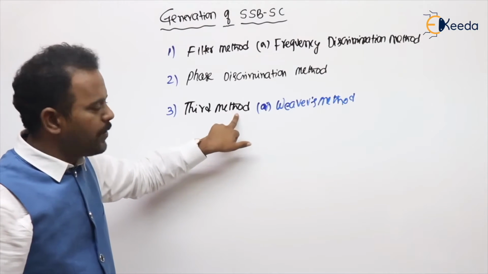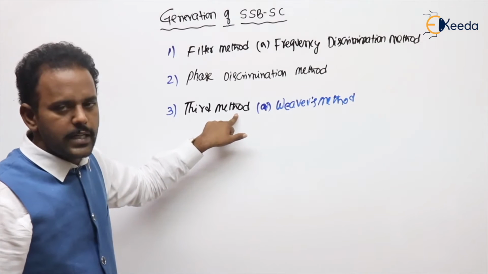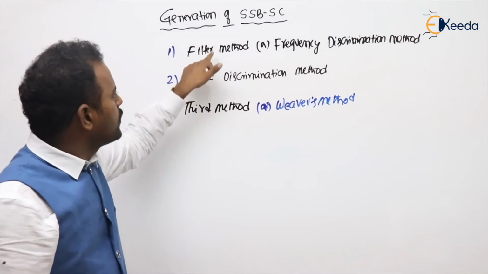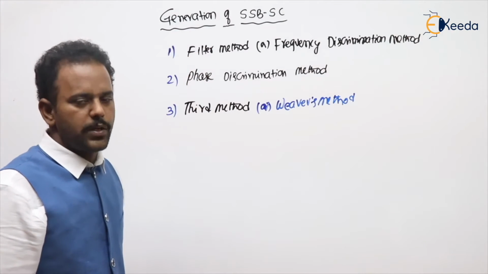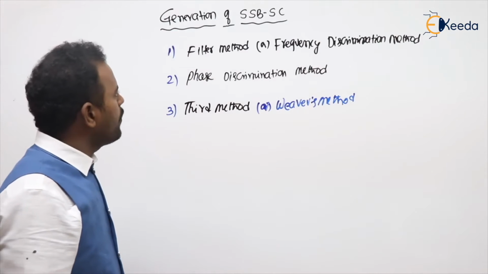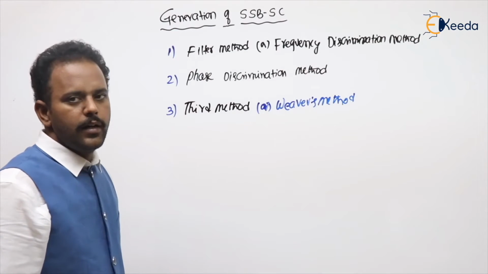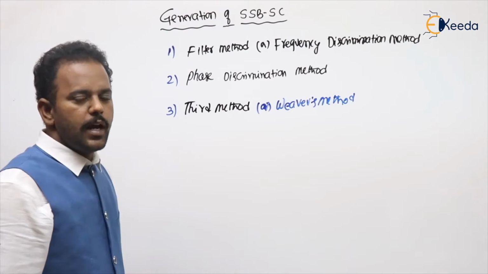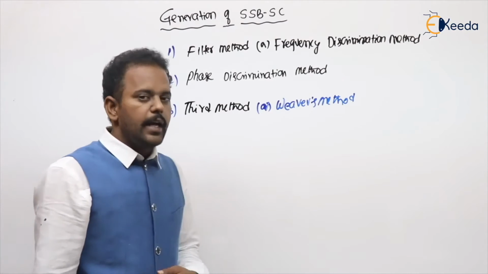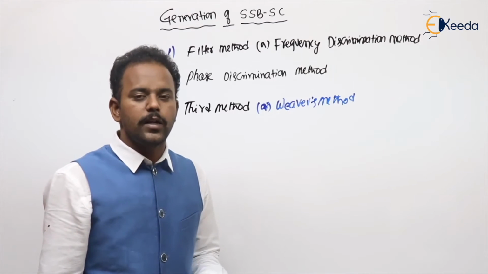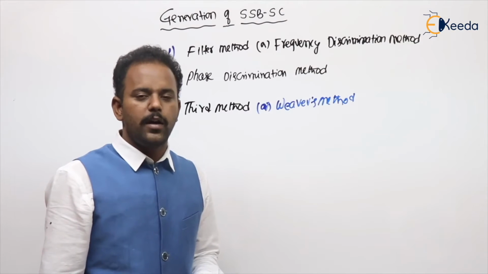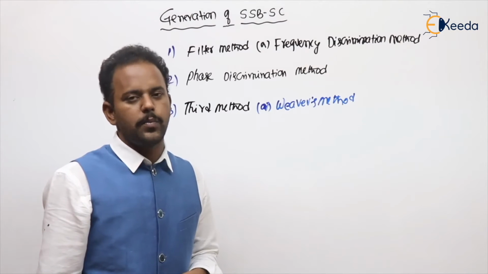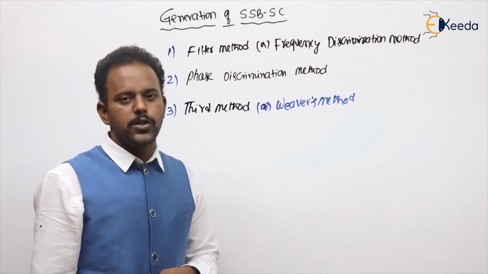Especially this third one is for the conventional questions in the IES examination, and those two have some chance of being asked as objective questions. Anyhow, we will discuss each and every method and its problems. And there is one more thing: SSB-SC can be used only for the transmission of voice, but for audio and video it is not possible. Why it is not possible, we will see.